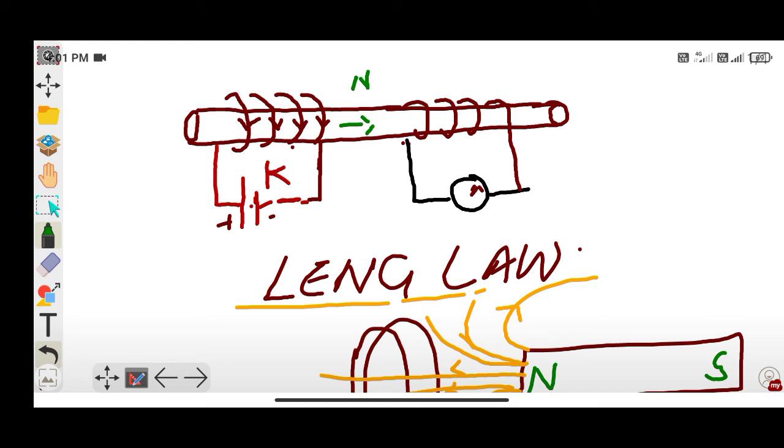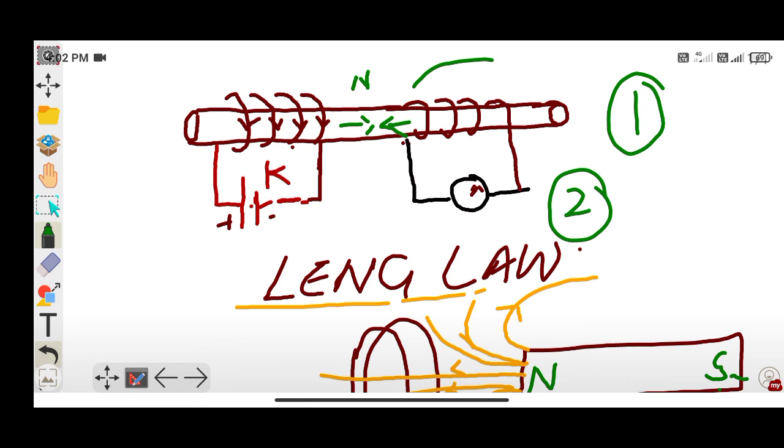The second coil was not having any flux earlier, but now there is flux going through it. So how should it oppose? Because it has to oppose, it will generate its north in this way. So that's the first case. Both of them will be having north, that is the same polarity. So in the first case, both of them will be having north.